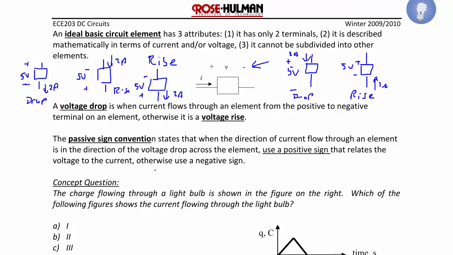The passive sign convention states that when the direction of current flow through an element is in the direction of the voltage drop across the element, use a positive sign that relates the voltage to the current, otherwise use a negative sign.